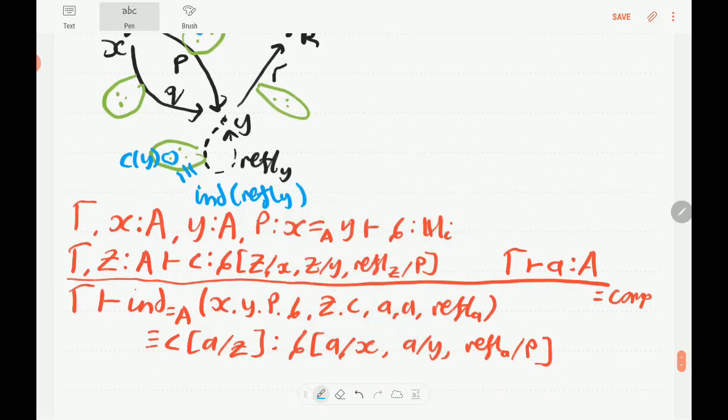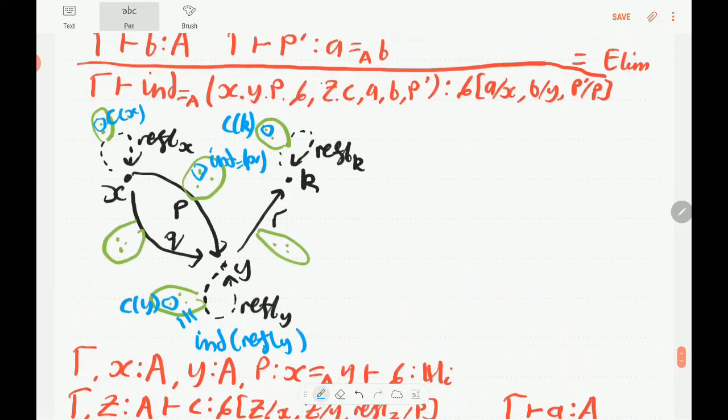Now, how are we to make sense of this? Well, one way is to think about propositions as types. Basically, what this is saying is that you have all these paths between these points, and these are the values of this identity type.